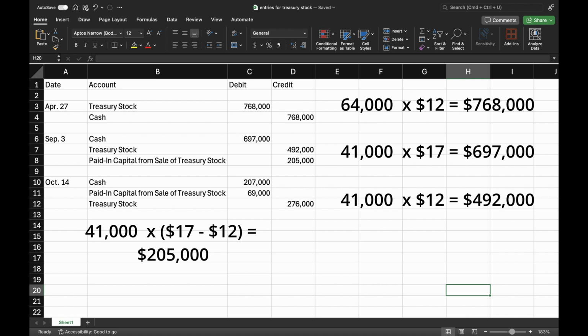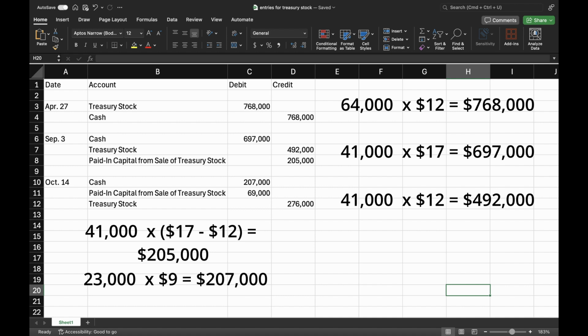For the entry on October 14th, put the date of the entry, then put the three accounts that are being affected, which are the cash account, the paid-in capital from sale of Treasury stock account, and the Treasury stock account. The cash account again goes on the top because it is being debited as it is an asset that is increasing due to the sale. To find the amount this account is being debited for, multiply the shares sold by the amount they were sold for. In this case, you would multiply 23,000 shares by $9, which comes out to $207,000.